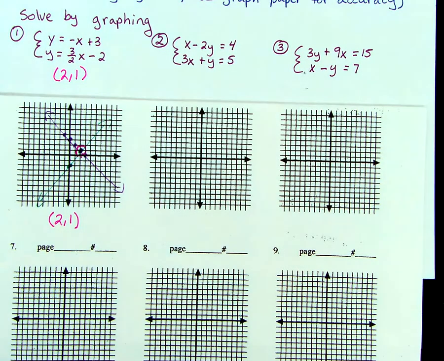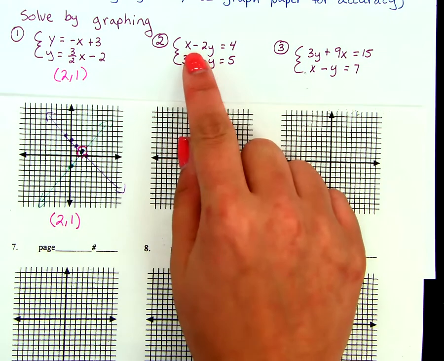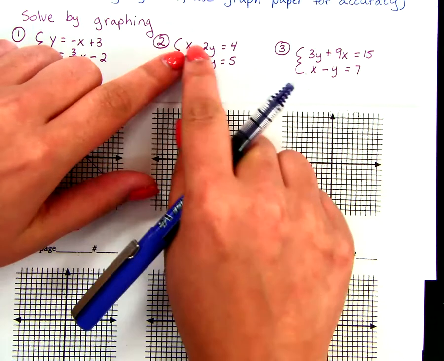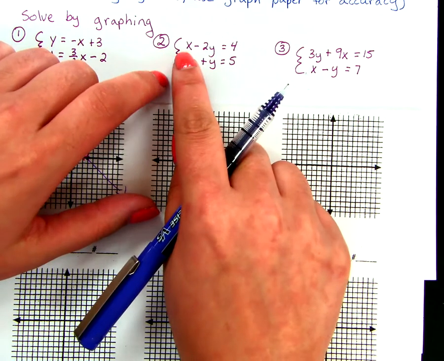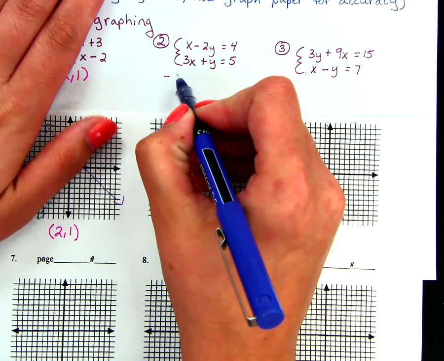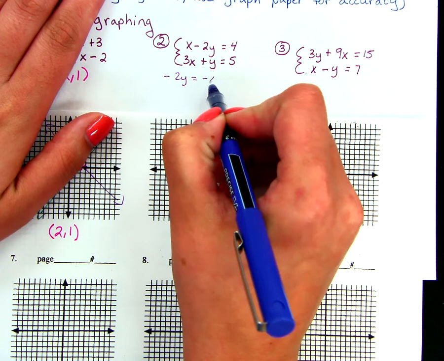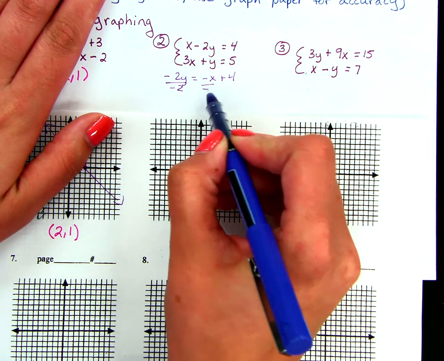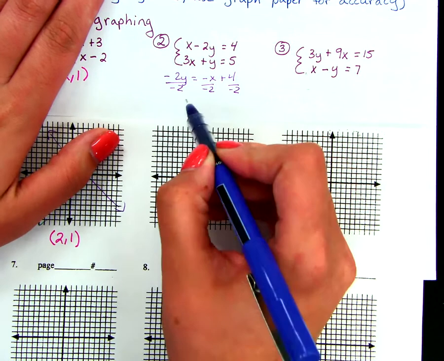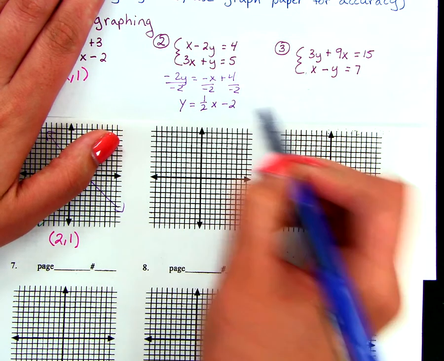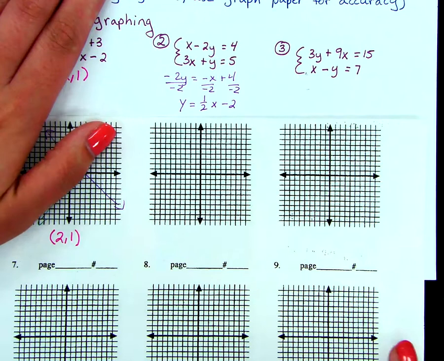All right, if we take a look at the next one, we should notice that this is not in slope-intercept form. So that's the first thing that we want to do. We're going to solve that top equation for y. I'm going to start by subtracting the x over. So that would give us -2y equals -x plus 4. And then we would divide everything by -2. So y equals 1/2 x minus 2. So that's the line that we want to graph this time.